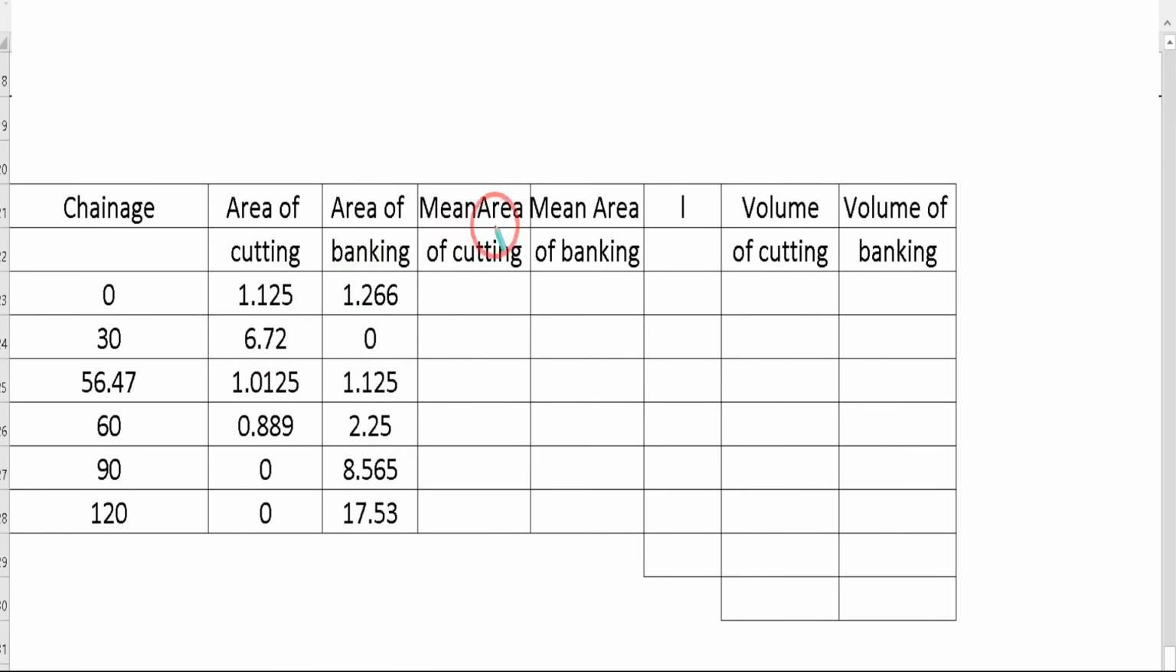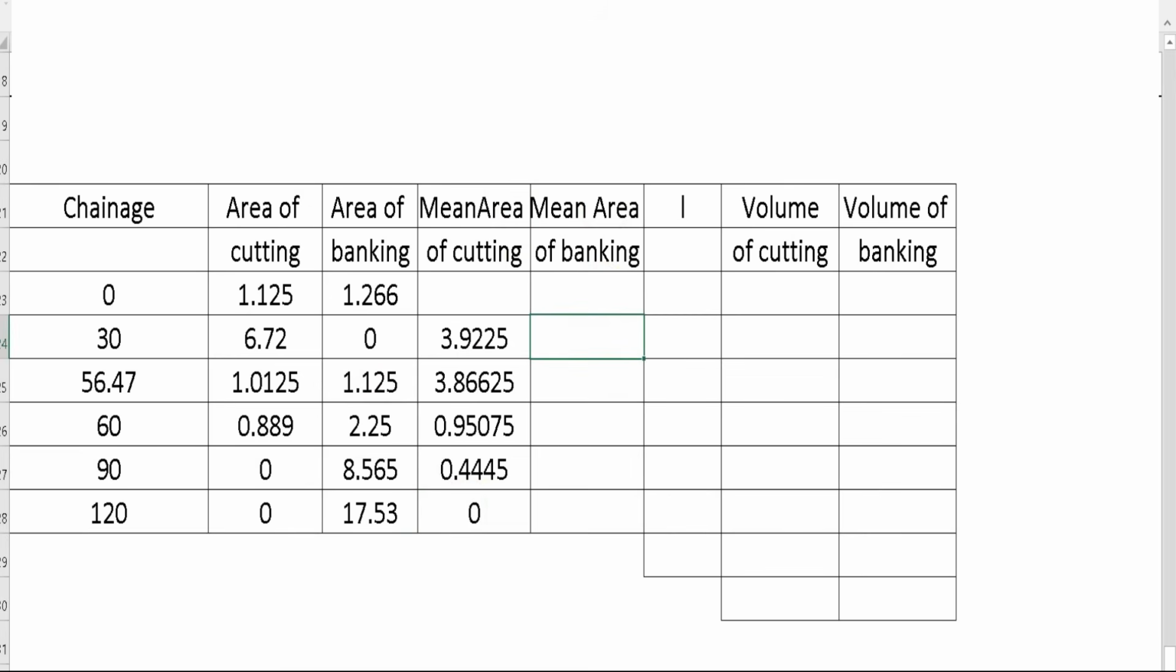Now we need to calculate the mean area of cutting, that is the average of these two will be written here. So our area will be 1.125 plus 6.72 divided by 2. We get the mean area for cut, and again the average of this and this will be written here. So the area will be 6.72 plus 1.0125 divided by 2. Similarly, the average of 1.0125 plus 0.889 divided by 2. And here we take the average of these two, that is 0.889 plus 0 divided by 2. And here the average of 0 and 0, that will be 0.